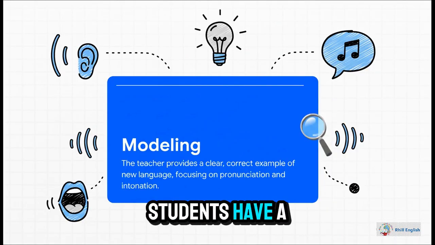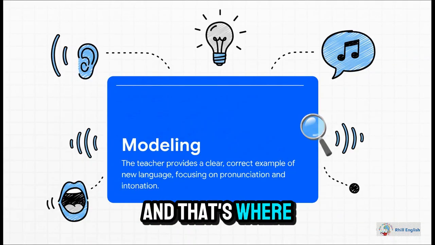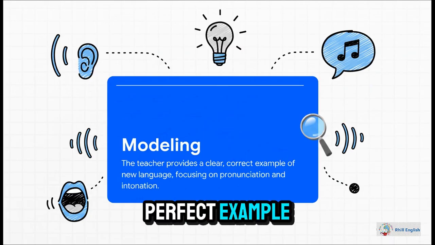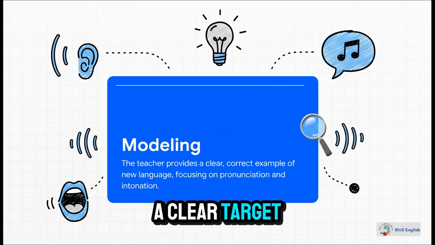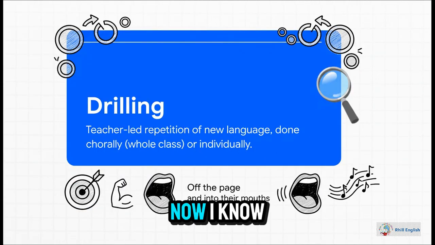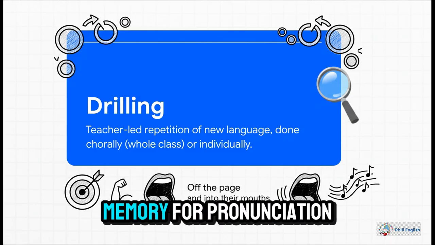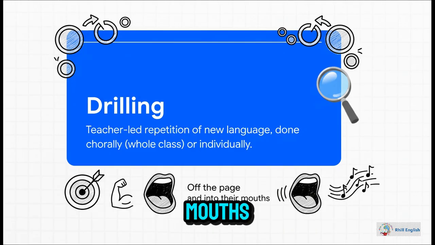So, once your students have a grip on the meaning, they need to hear what it actually sounds like. And that's where you come in with modeling. Your job is to be the perfect example, providing a crystal clear, correct model of the language. This gives them a clear target to aim for. Now, I know repetition can sometimes get a bad rap, but when you use it the right way, drilling is an amazing tool. It helps build accuracy and fluency, and it creates that crucial muscle memory for pronunciation. It literally gets the language off the page and into their mouths.